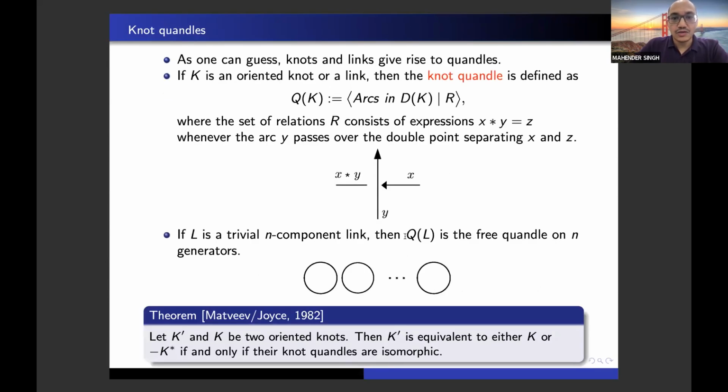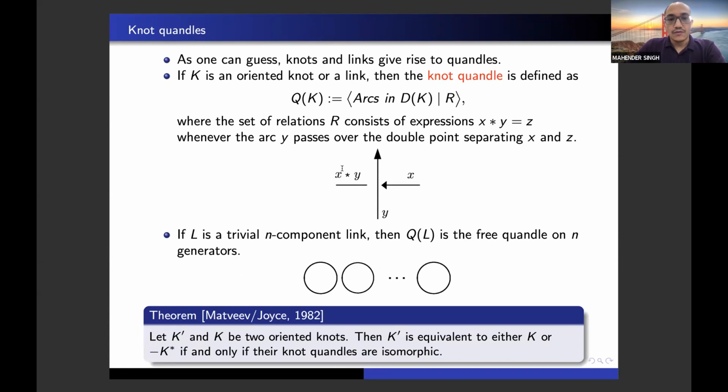So as one can guess, knots and links should give rise to quandles. Loosely, you take an oriented knot or link and take this abstract quandle. The category of quandles is very nice. You have free objects, so you can talk about presentations and develop all that algebra. You can associate a quandle to a knot or a link by taking the generators as arcs in a diagram, and the relations at each crossing: the over arc acts on the incoming arc, and the output is labeled as that action x star y.